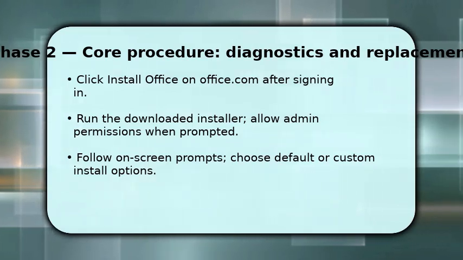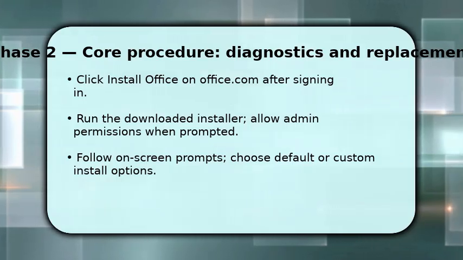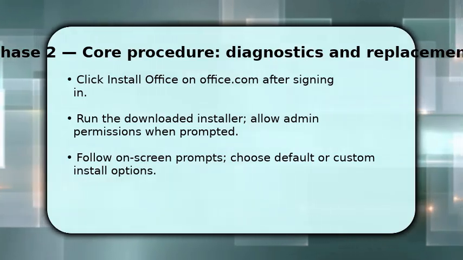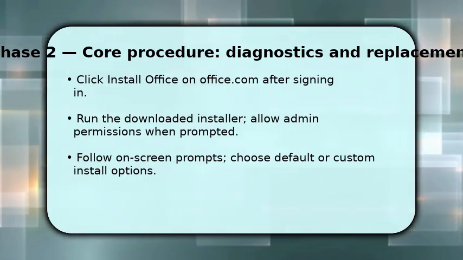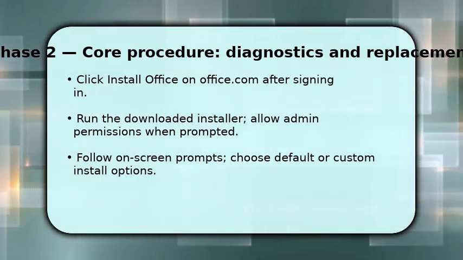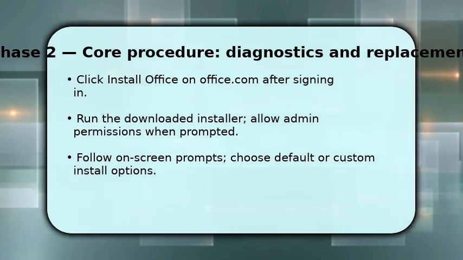modifies system files. If offered, choose Default Install to get all core apps or select Custom to pick only Word, Excel, PowerPoint, and Outlook. The installer will download components and show progress. This can take several minutes. When it finishes, the setup confirms completion and offers to launch apps immediately.